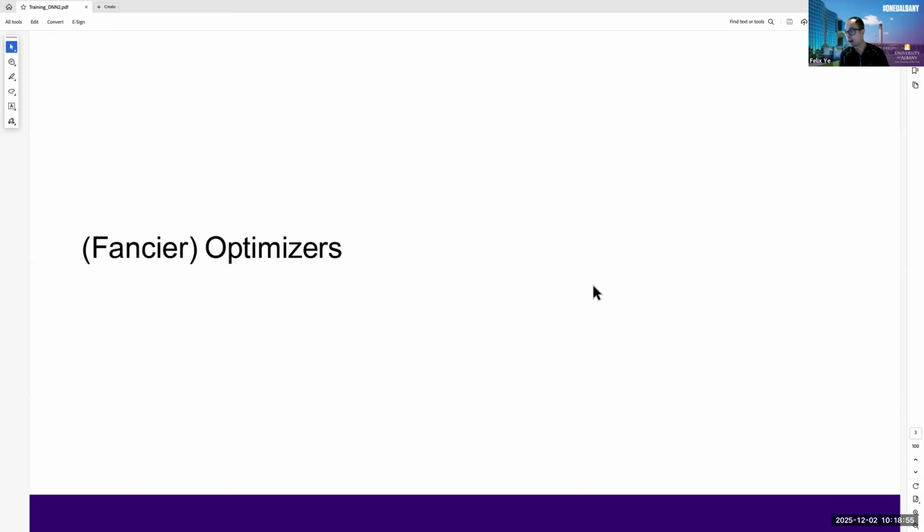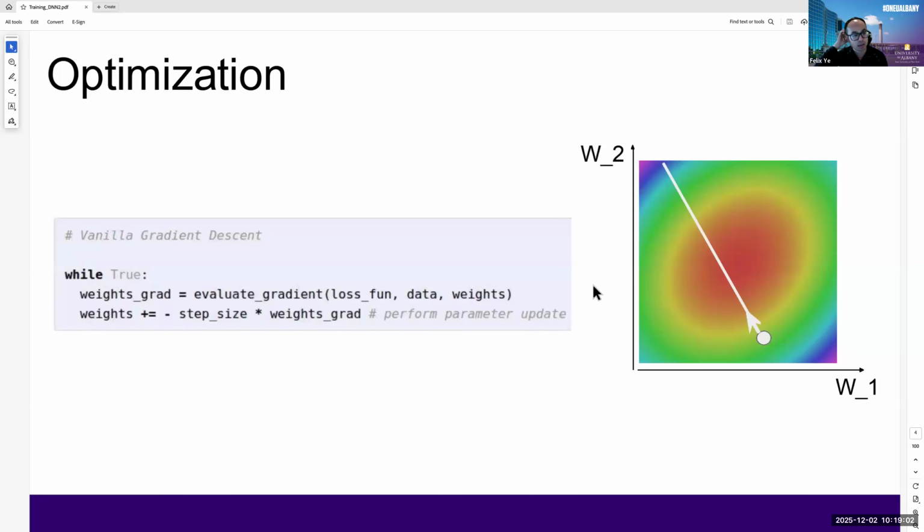Okay, so there are other optimizers other than SGD. We talked about gradient descent, right? The whole optimization is basically two steps. The first step is we find the gradient. Then we update the parameter. So this is exactly vanilla gradient descent. We calculate the exact gradient, then we update the parameter with a preset step size.